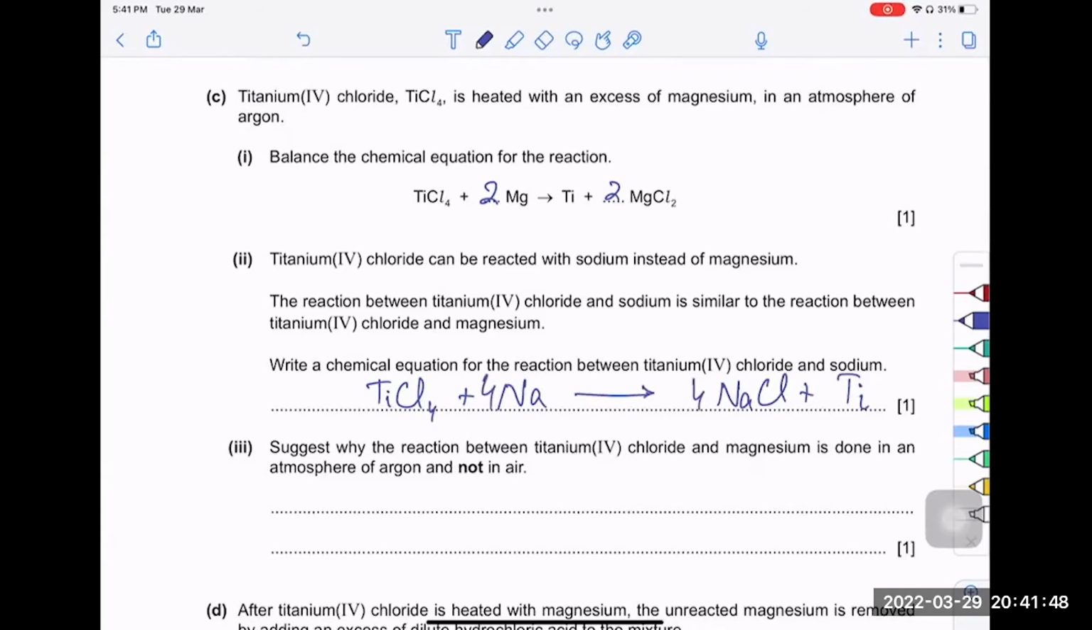Suggest why the reaction is done in an atmosphere of argon and not in air. Why is that? You're heating it. Why do you need argon? Sodium might react with the air. No, this is not sodium, this is magnesium. Magnesium may react with air or may react with oxygen, or magnesium will burn, or argon is unreactive, it is inert. Any of those 4 answers would be fine. बात तो हम कर रहे हैं ना, सही बात कर रहे हैं.